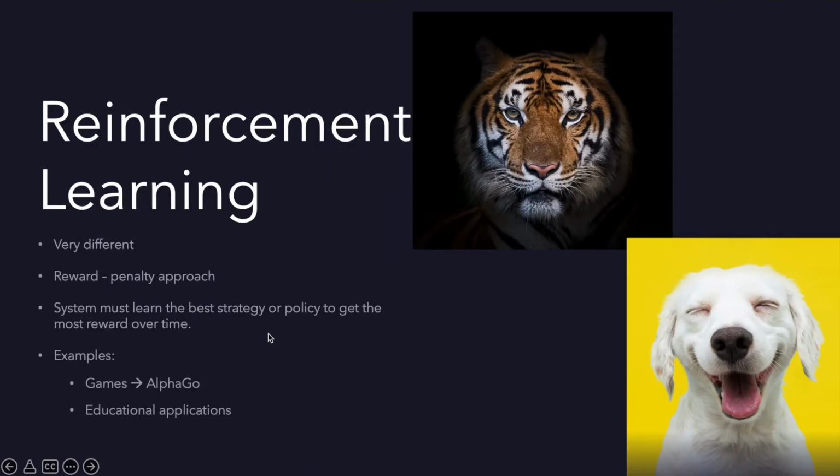Finally, this is our fourth machine learning type in terms of human supervision in training. And reinforcement learning is different from the previous ones. The first thing you should know is that a reward and penalty approach is available here. The system must learn the best strategy, or policy, to get the most reward over time. Especially in game applications or educational applications, this type is quite beneficial. Like AlphaGo, a popular one which uses reinforcement learning.